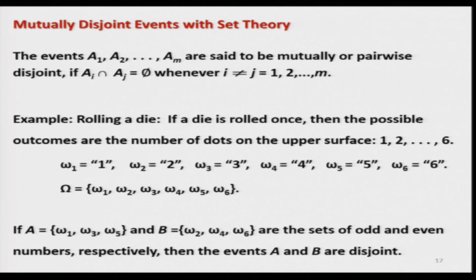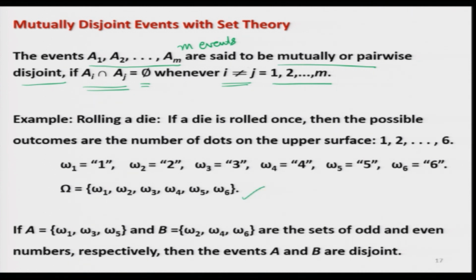Suppose I say I have more than two events, indicated by A1, A2, up to AM. So now we have M events. These events are said to be mutually or pairwise disjoint if Ai intersection Aj is equal to phi, whenever i is not equal to j, and it goes from 1 to M. Let me show you this definition with an example. For example, the same example in which the die is rolled and we have 6 points in the sample space.